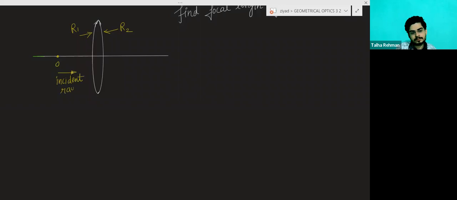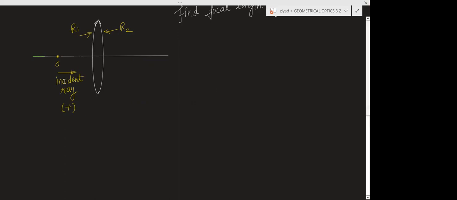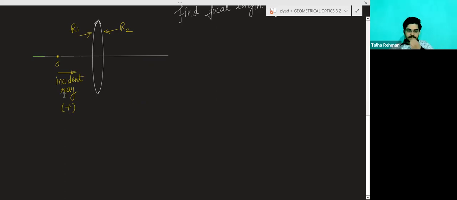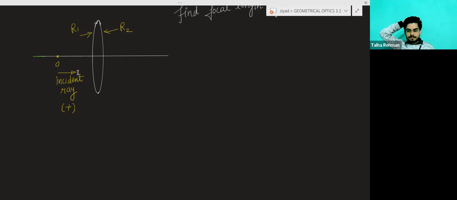The direction of the incident ray is considered positive in sign convention. So this direction we will take as positive, and the opposite of this direction we will take as negative. What is the meaning of this statement? If you measure the distance in this direction, that will be taken as positive. If you measure the distance in the opposite direction, that will be considered negative.